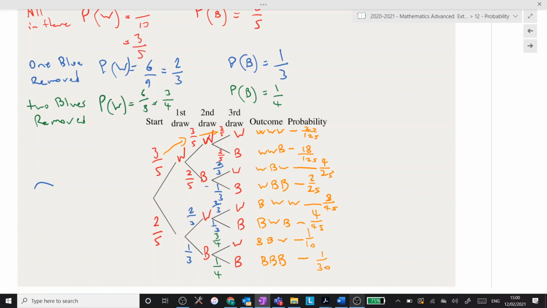All good? So tree diagrams, they can take a little while, but if you're only looking for one specific thing, you don't necessarily have to work out the probabilities of every single outcome. But you can, and that's nice to know. All good?